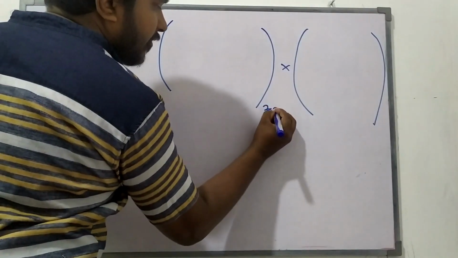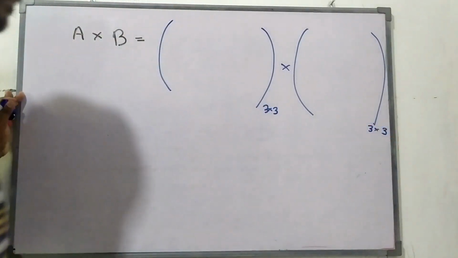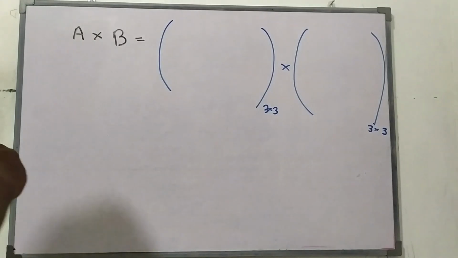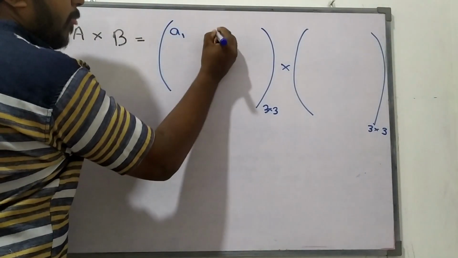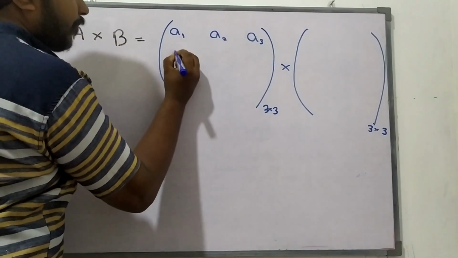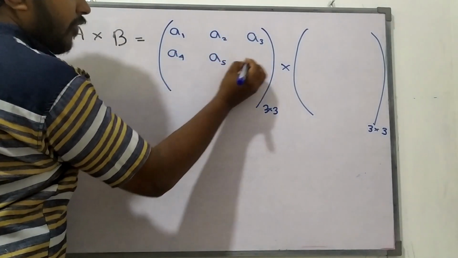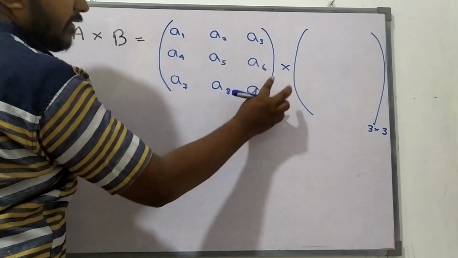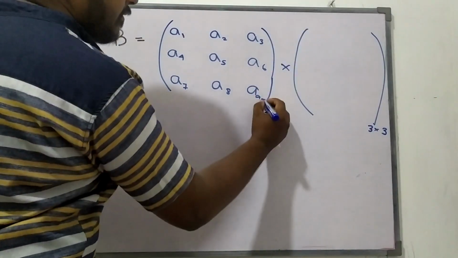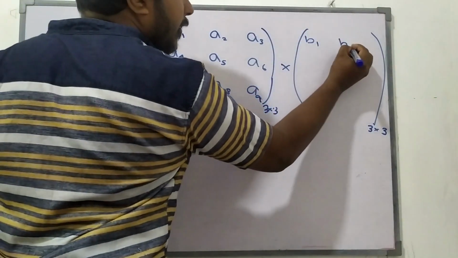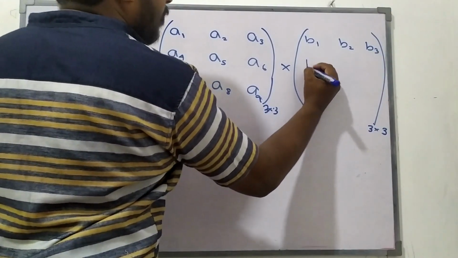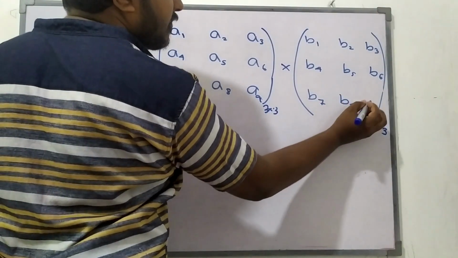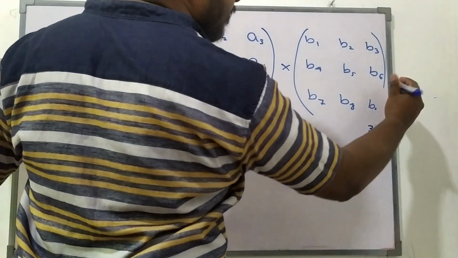This is 3 by 3, and this is 3 by 3. Assume you have A1, A2, A3, A4, A5, A6, A7, A8, A9. Likewise, this is B1, B2, B3, B4, B5, B6, B7, B8, B9.